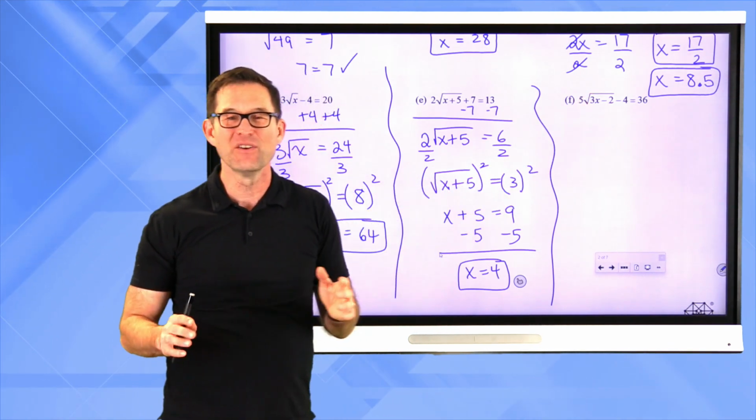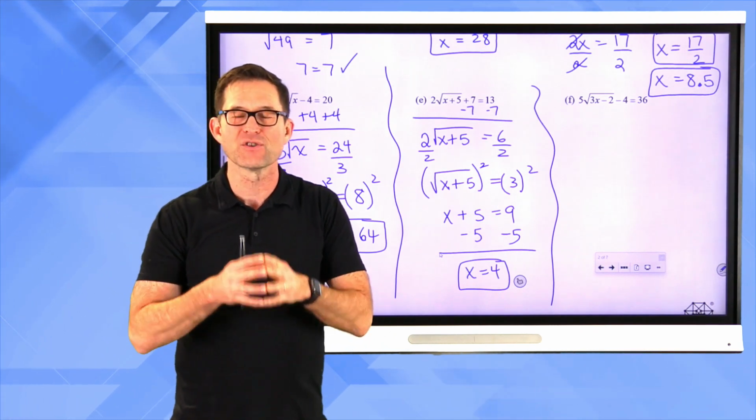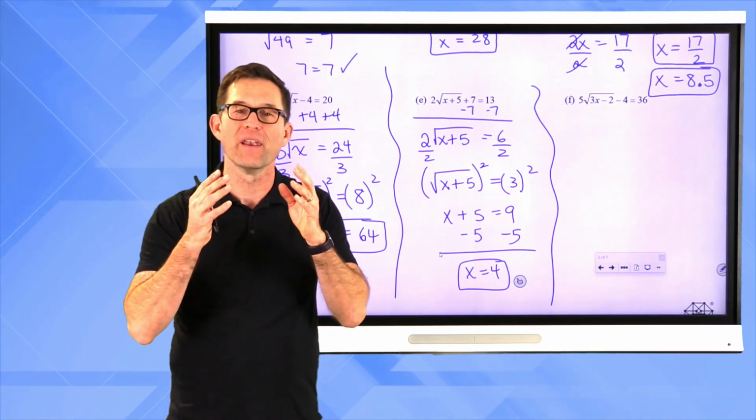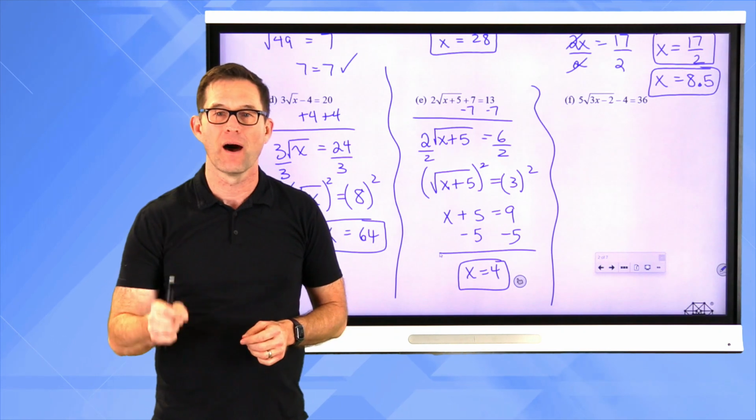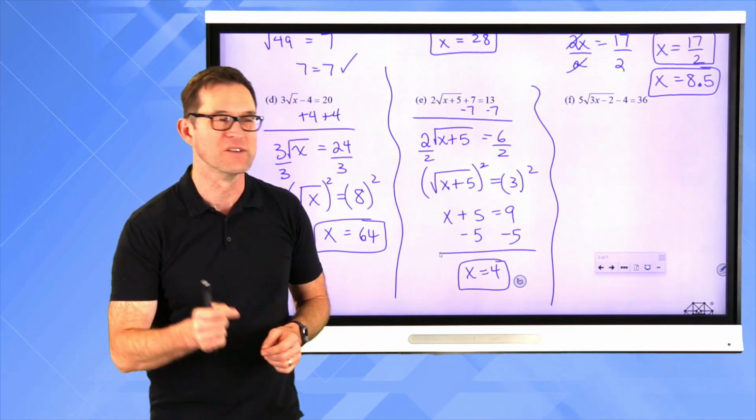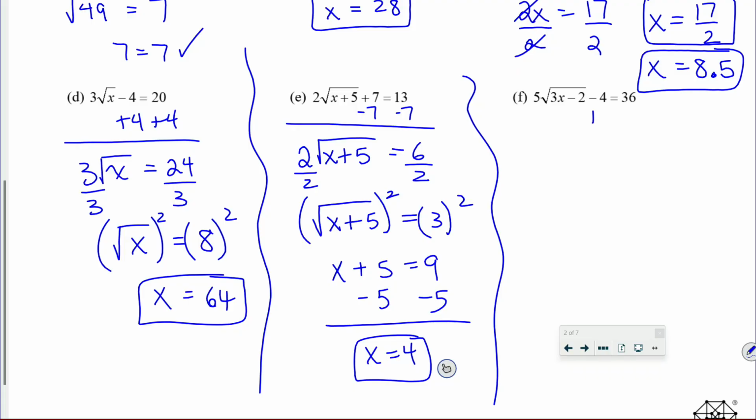Right? All I have to do is think about the order of operations that's been done to x, and then undo them with inverses in the opposite order. So let's do this beast, right? I'm going to add 4 to both sides.